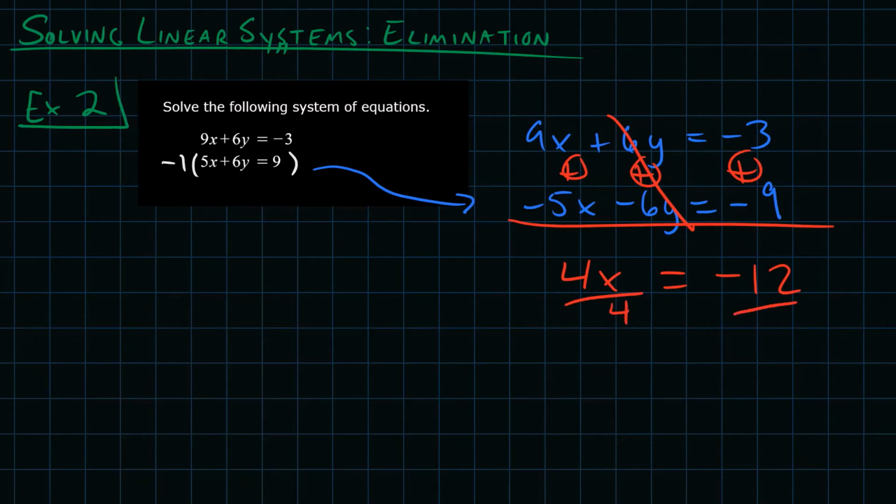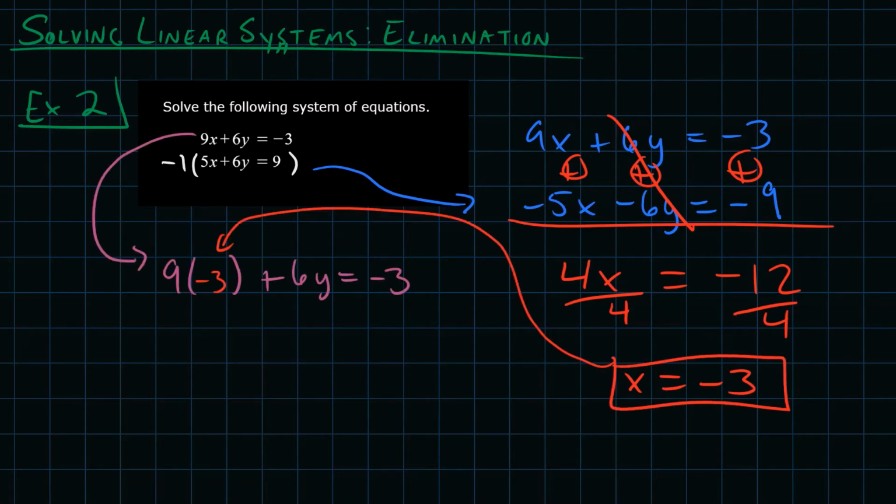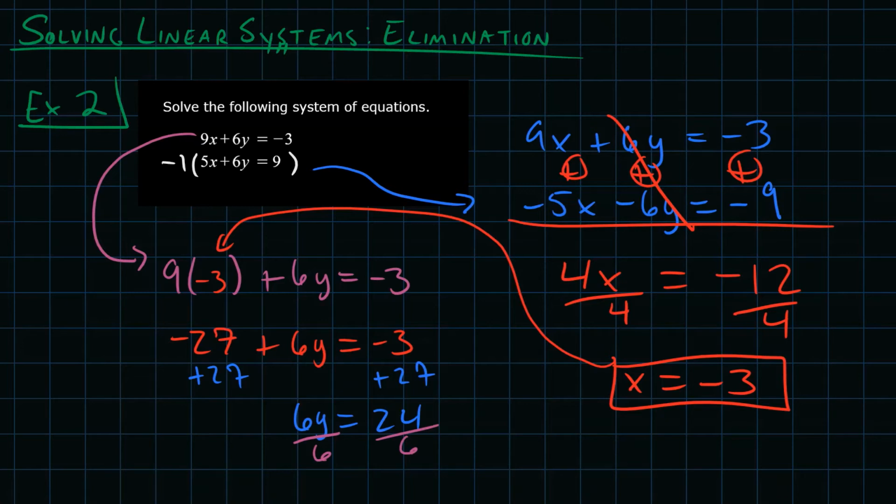Dividing both sides by 4 leaves us with x is equal to negative 3 as our x value. Substituting that value, negative 3, for x in our first equation will let us solve for y. 9 times negative 3 gives us negative 27 plus 6y is equal to negative 3. Adding 27 to both sides gives us 6y is equal to 24. And finally, dividing both sides by 6 leaves us with y is equal to 4.